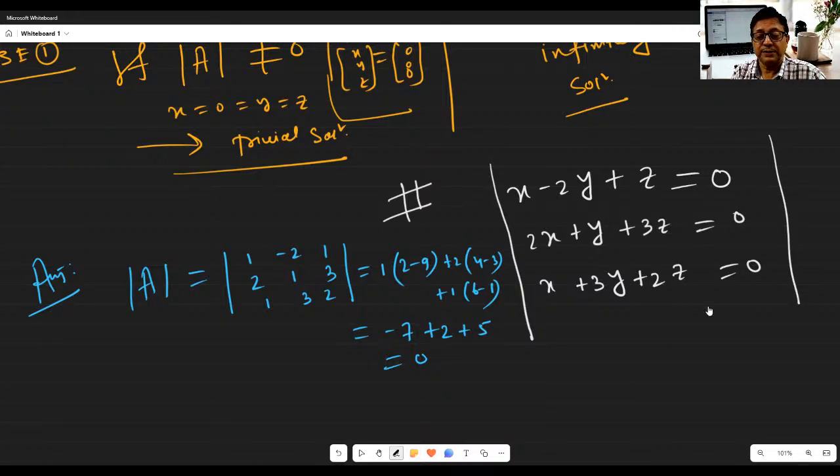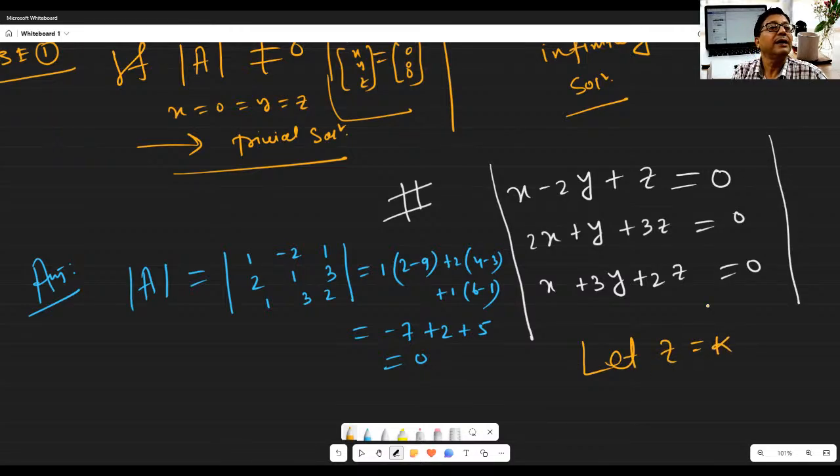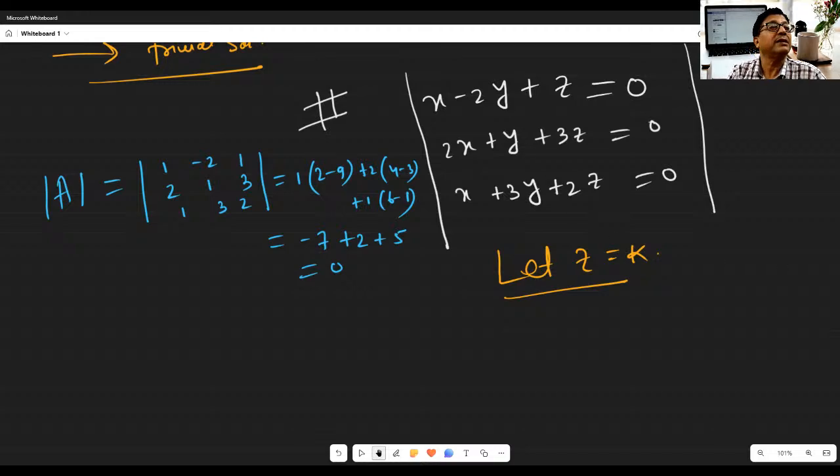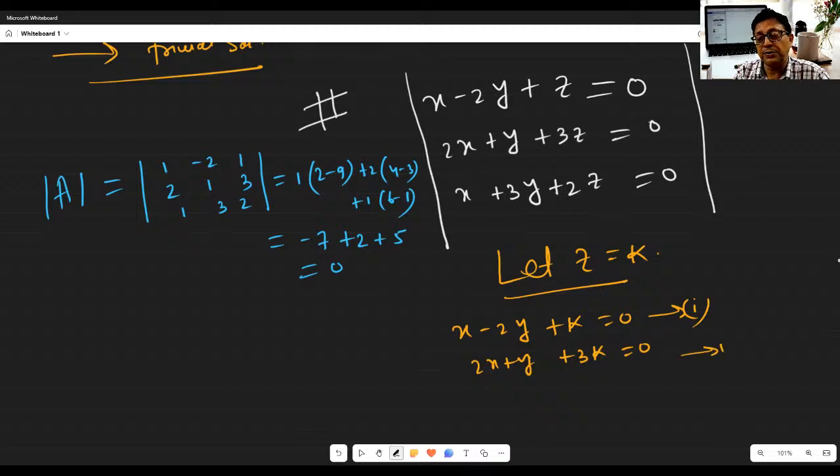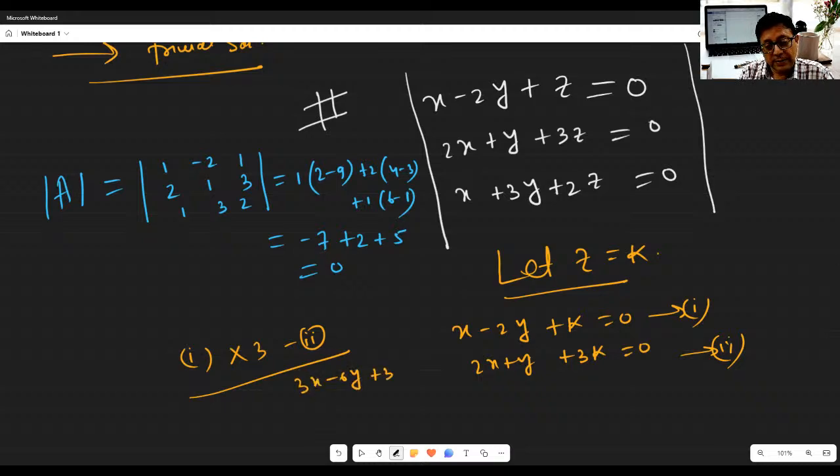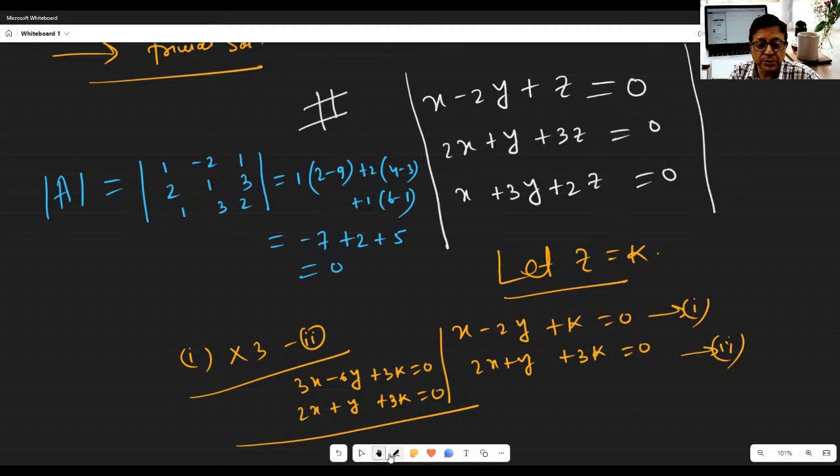So how to get the solution here? Let z equal to k. Now rewrite the first two equations, or the second and third, as you like. So x minus 2y plus k equal to 0, number 1, and 2x plus y plus 3k equal to 0. This is the method to get the solution. So what we will do here? 1 into 3 minus 2 we will do. So 3x, 3k equal to 0, and this is 2x plus y plus 3k equal to 0.